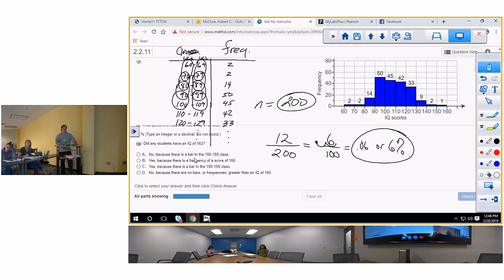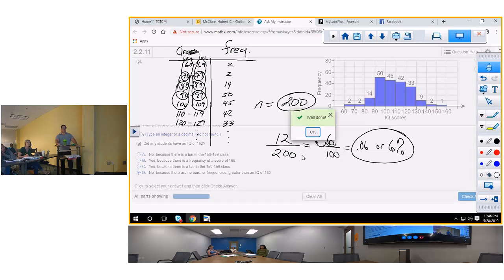Did any students have an IQ of 162? Okay, which one is it? Is it this one, D? It's got to be A or D. Which one is it? I think it's D.